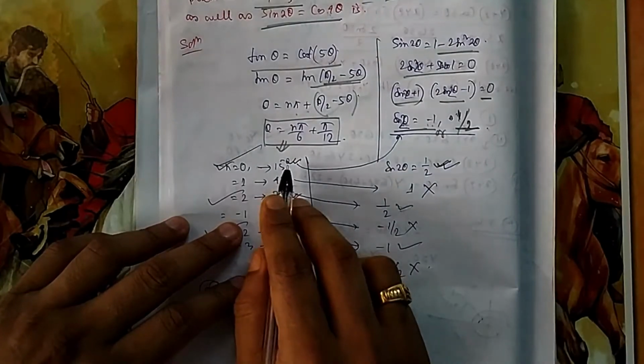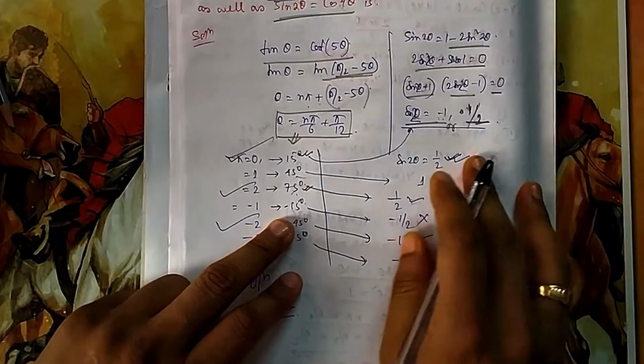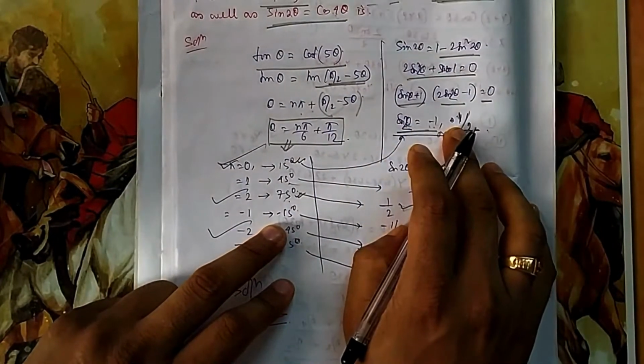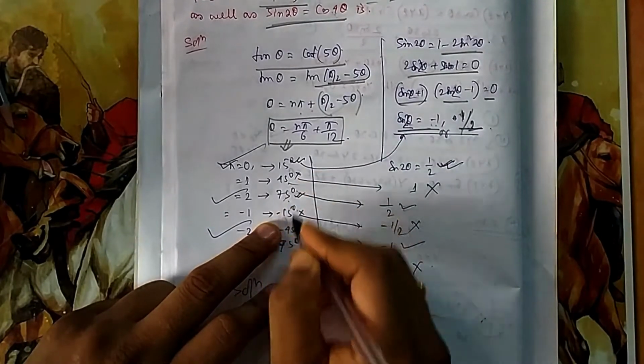15 I have already got. So there is, I think, minus 15. If I put minus 15 here, sin minus 30 is minus half. So it is not half, so you cannot take minus 15. This all cannot be.